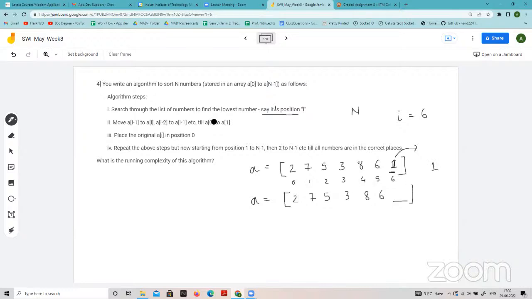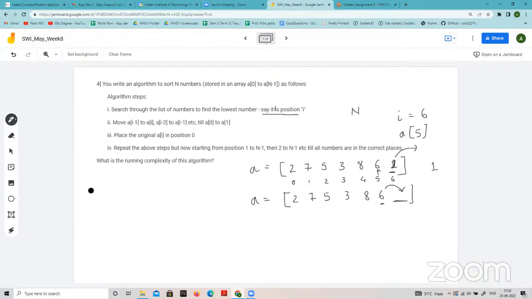Okay, so a[i-1], what is i? 6. a[i-1] is a[5]. What is a[5]? 6, right? You can see this is a[5]. What we are doing is a[5] is moving to a[i], I mean, a[i-1] is moved to a[i]. That is, a[5] will move to a[6]. What is a[6]? This blank space. So this shifts here.